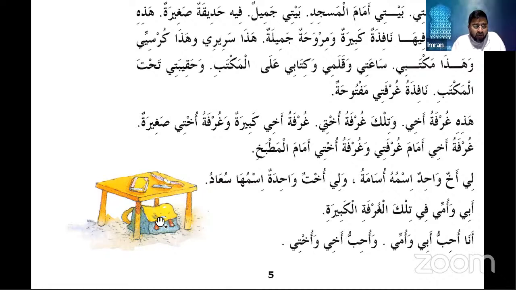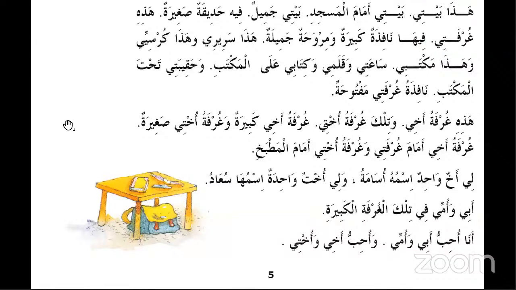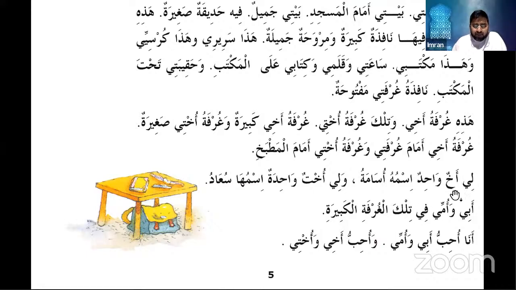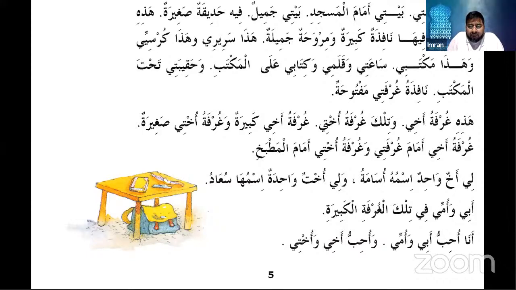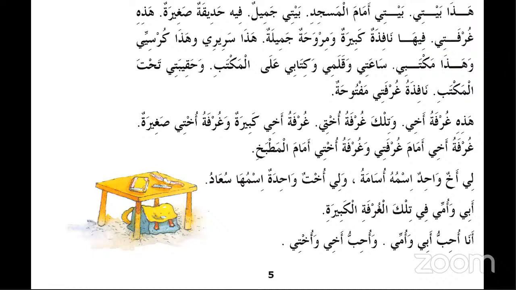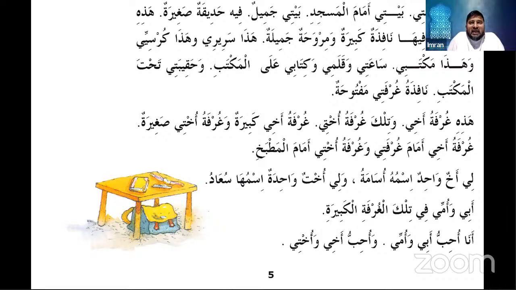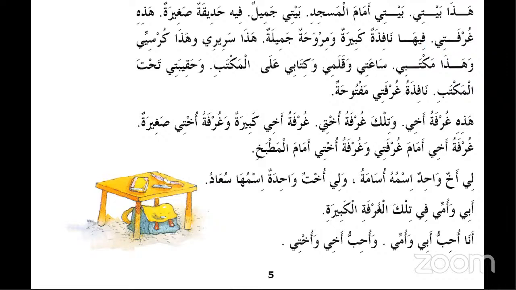Let me get someone else for the last one. Sister Farida. Assalamu alaikum, Sheikh. Alaikum assalam. Can you read from Li Akhun Wahidun? Li Akhun Wahidun Ismuhu Usamatun. Translate. I have one brother, and his name is Usama. Correct. Wa li ukhtun wahidatun ismuha Suad. Li means I have. And I have one sister, and her name is Suad. Correct.